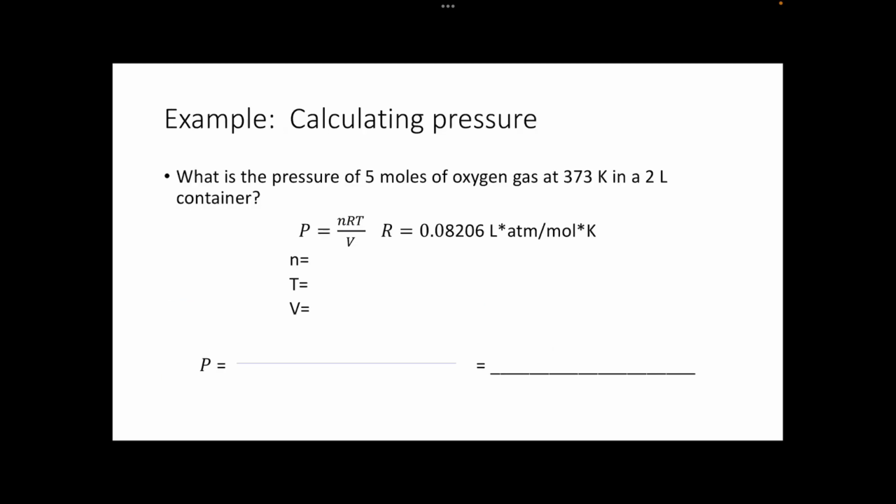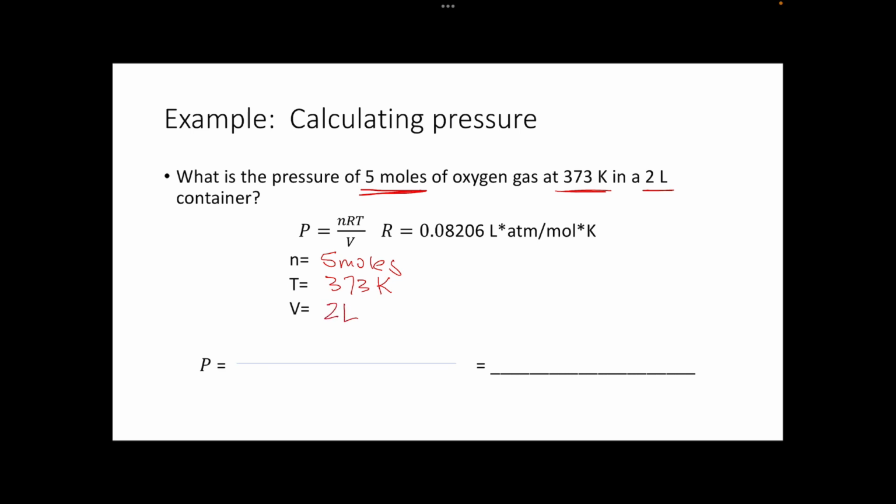So let's do some examples. For this one, what is the pressure of 5 moles of gas at 373 degrees Kelvin in a 2-liter container? We're given many different things. The number of moles is 5. We know that the temperature is 373 Kelvin. And we know that we have a vessel that is 2 liters, so our volume will be 2 liters.